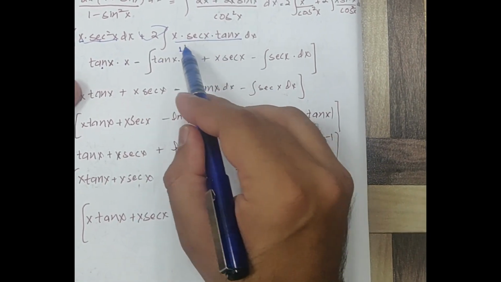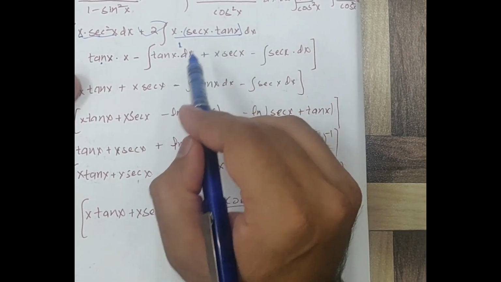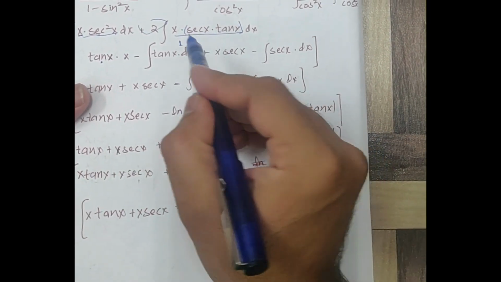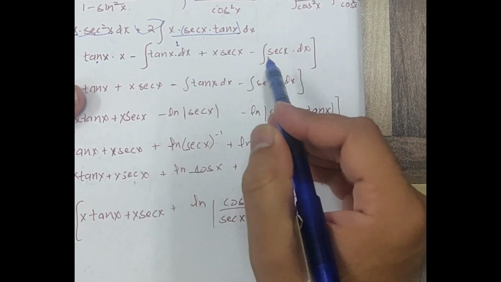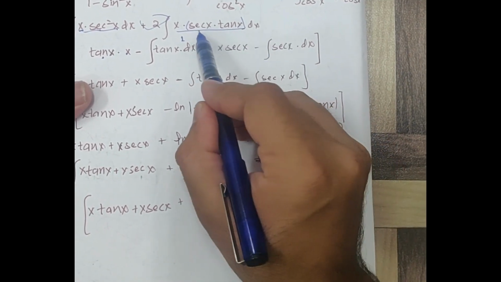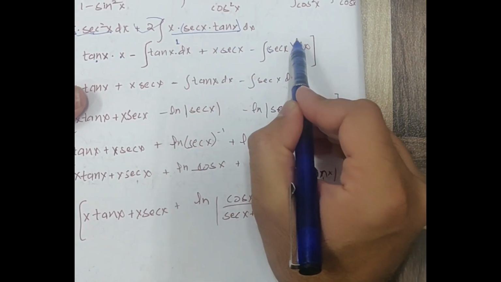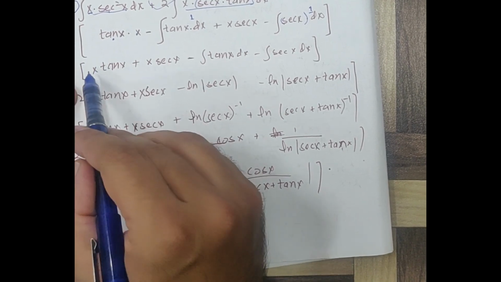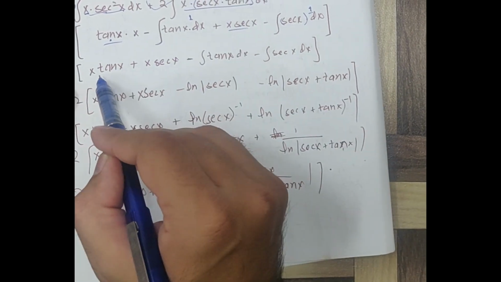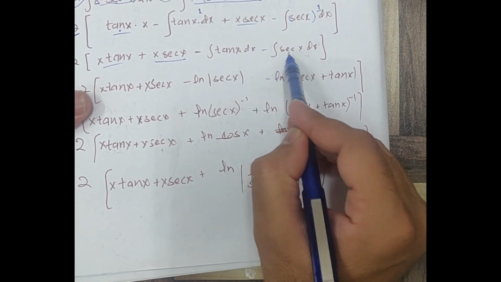And the second expression, x secant x tan x: the integral of this is x secant x, because we know that the derivative of secant x is secant x tan x, and the x simply multiplies with it. In the second term there is a minus sign, and again the integral of secant x tan x is secant x, and the derivative of x is 1, which I have not written here. So by simplifying, we get x tan x plus x secant x minus the integral of tan x minus the integral of secant x.